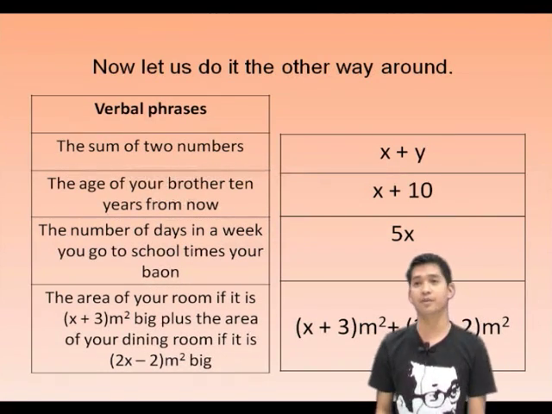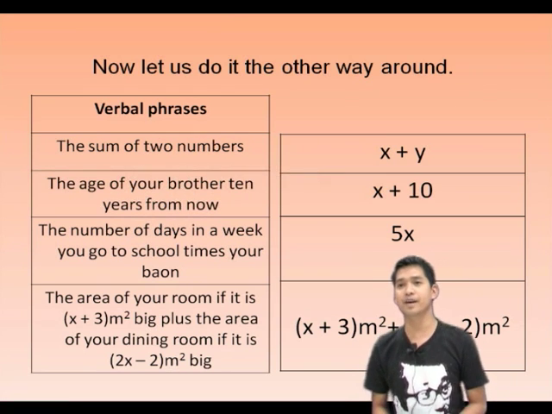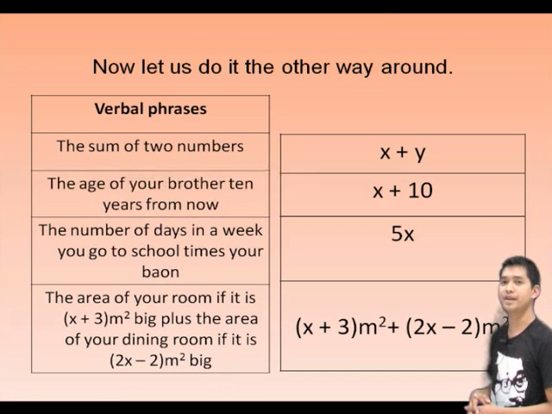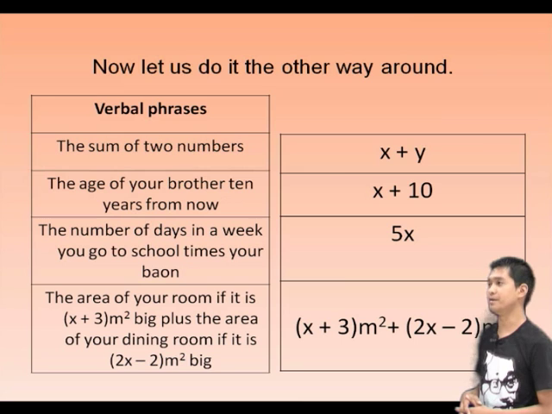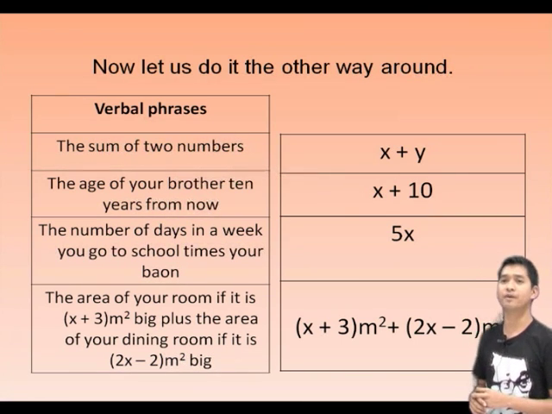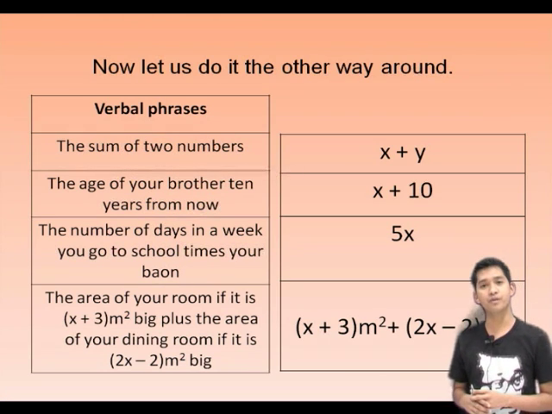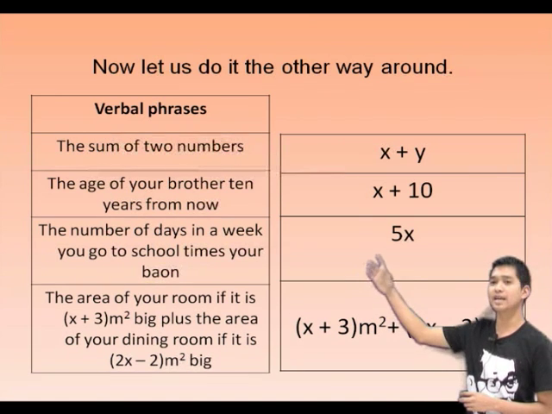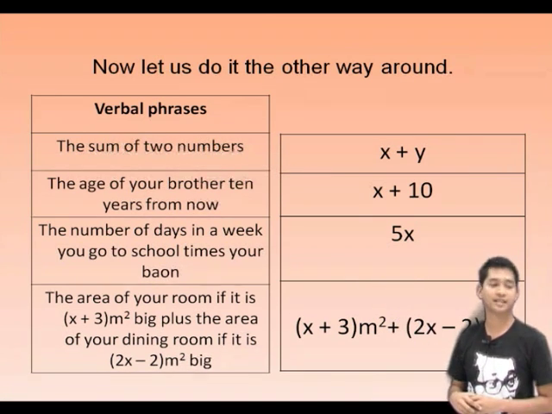Now let's do it the other way around. How about if we have the verbal phrase, then let's try to translate it to a mathematical phrase. So let's have, for example, the sum of 2 numbers. Since we don't know those 2 numbers, we can use the concept of variable. As you all know, a variable can take up any value. So the sum of 2 numbers can be written as x plus y.